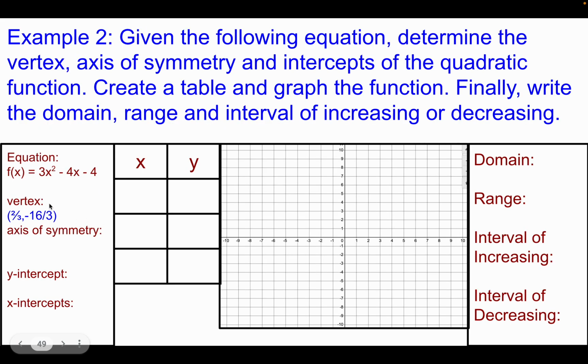That's what I'm writing in. And then I have also solved for my axis of symmetry at this point, because that's just the h value, or the x coordinate of the vertex. So we're going to say x equals 2/3.